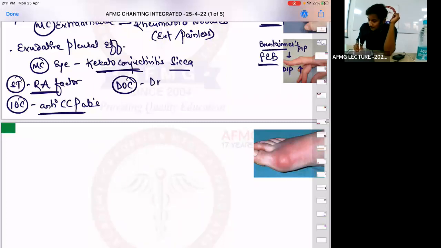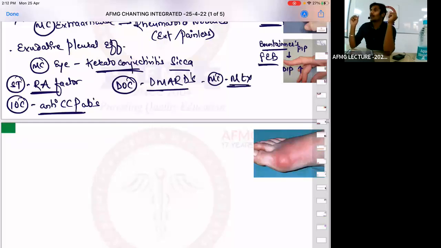Drug of choice are usually DMARDs, disease-modifying anti-rheumatoid drugs. The most commonly used DMARD is methotrexate.